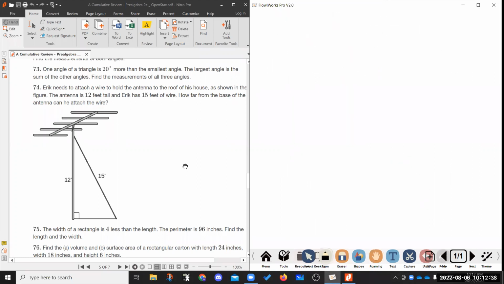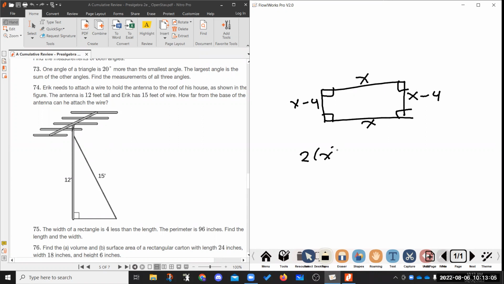Okay. Now we're going to talk about a rectangle. Let's pretend this is a rectangle. Okay. It says that the width of the rectangle is 4 less than its length. So we've got 2 widths and 2 lengths, and it says that the perimeter, which is going to be 2 x's and 2 x minus 4s, is going to be 96 inches.